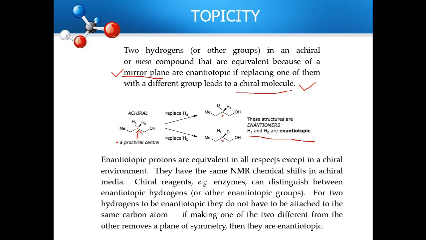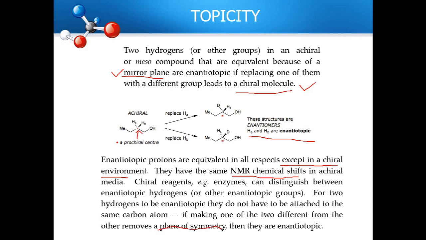Enantiotopic protons are equivalent in all respects except in a chiral environment. They have the same NMR chemical shifts. This is a very important clue whenever we try to identify the topicity of hydrogen using NMR, and they have the same NMR chemical shift in achiral media. Chiral reagents, for example enzymes, can distinguish between enantiotopic hydrogens. For two hydrogens to be enantiotopic, they do not have to be attached to the same carbon atom. If making one of the two different from the other removes a plane of symmetry, then they are enantiotopic.